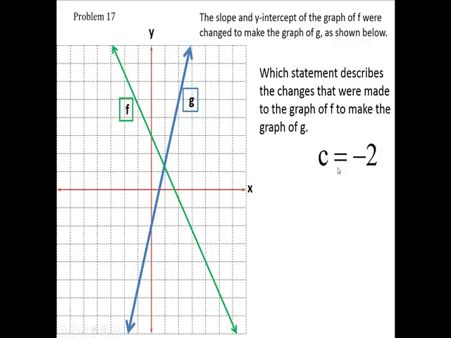Okay? Now, let's find out the difference in the intercepts here. We start at this intercept and we go down to this intercept. How far did I go? 1, 2, 3, 4, 5. And as you're going from f to g, you're going downward 5, aren't you? So I decreased it by 5.